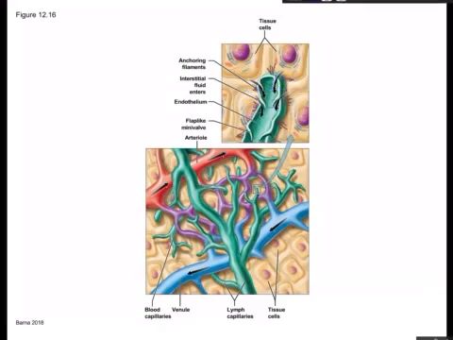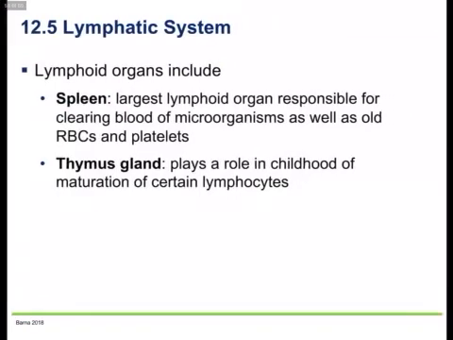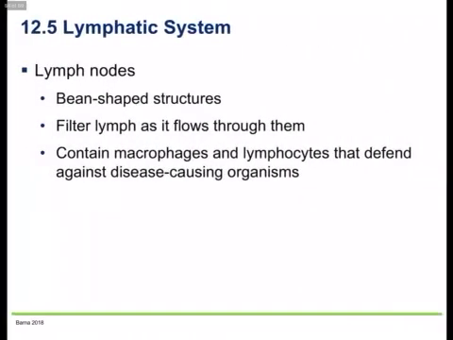Now these lymphatic vessels will eventually make their way up into what's called a lymph node. A lymph node will allow lymph to flow through it. It contains B and T lymphocytes, which are a type of white blood cell that fight against disease-causing organisms, and also macrophages as well.